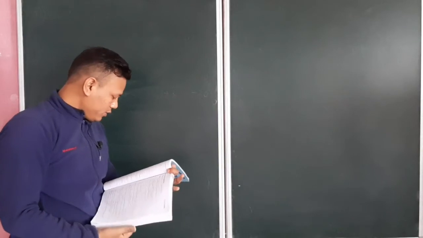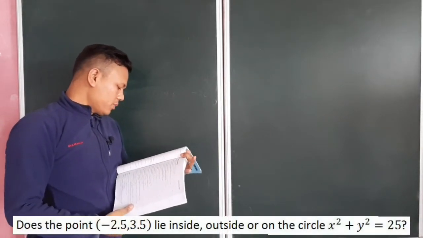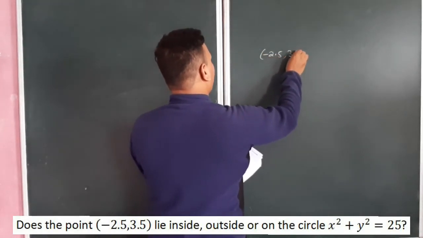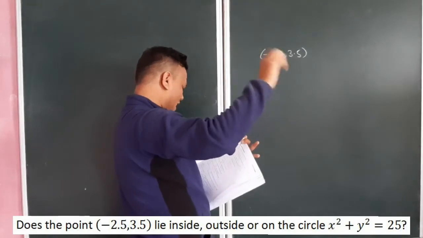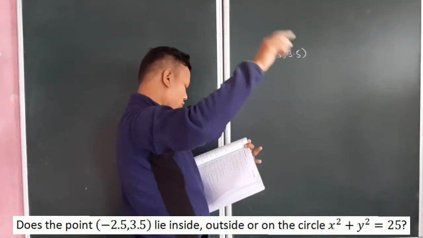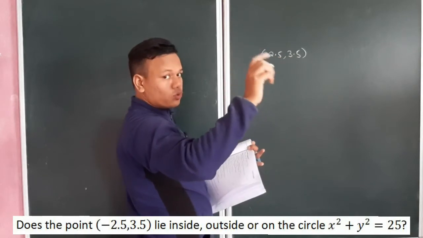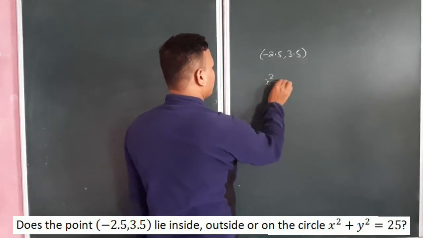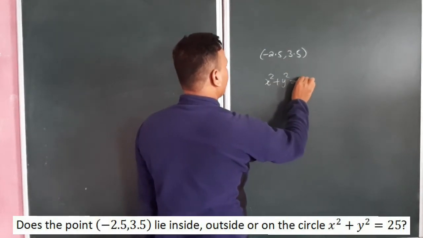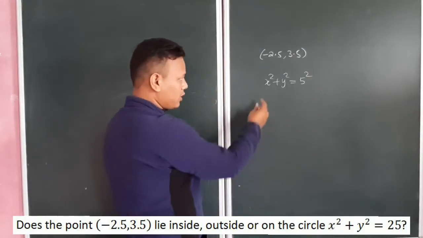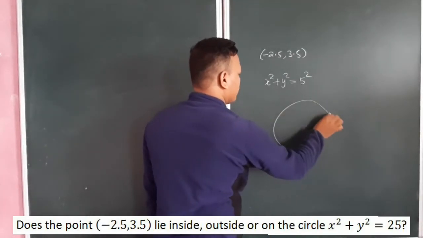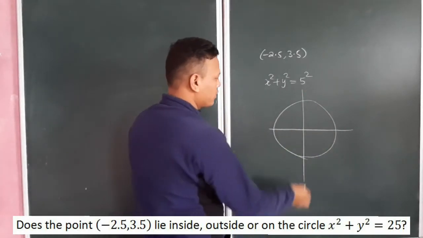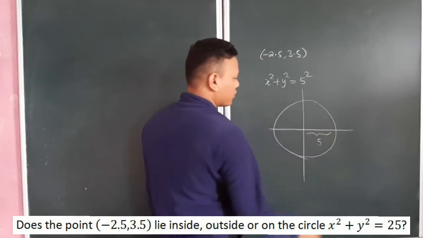So the question says, does the point minus 2.5 comma 3.5 lie inside, outside or on the circle x square plus y square equals to 25? Okay, so let's try to understand what is the meaning of this. So there is a circle x square plus y square equals to 25 and this can be written as 5 square. So basically this is a circle centered at origin with radius 5. Okay, so radius is 5. So that means from here to here is 5 units.